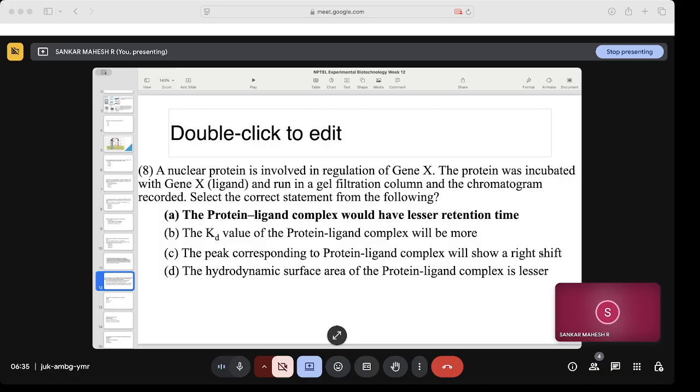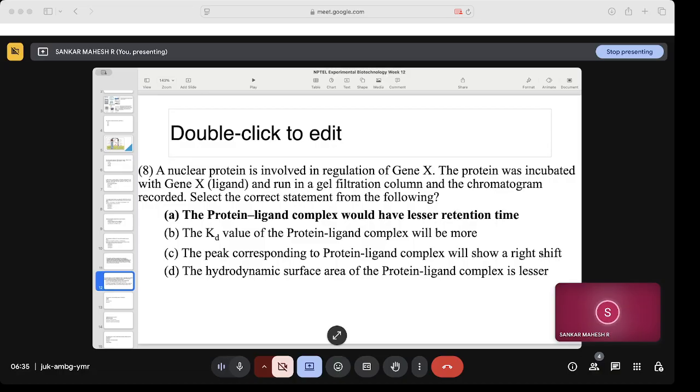KD value you will never be able to measure from these experiments. You need a different experiment, depending on whether it's binding affinity or dissociation constant. You have methods that measure the rate of association and dissociation, like surface plasmon resonance. You can use that. And the third one is that the hydrodynamic surface area of the protein complex is lesser.